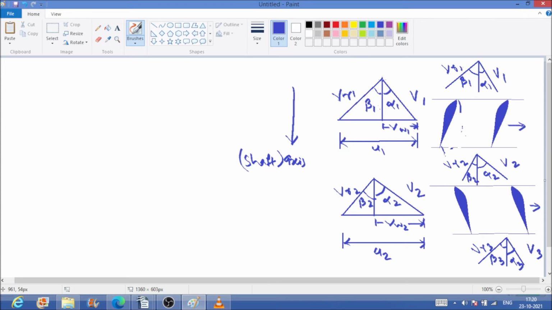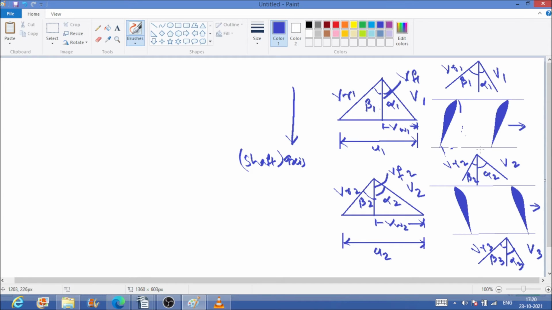And this absolute velocity is resolved into two components. This vertical component is the flow velocity vf1, and the component that is perpendicular to this axis is the whirl velocity vw1. This is the flow velocity vf1. Here also the same thing, this will be vf2, and this is my whirl component vw2, that is along the direction of motion of this blade.